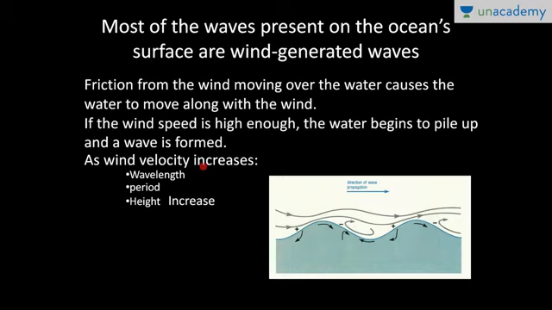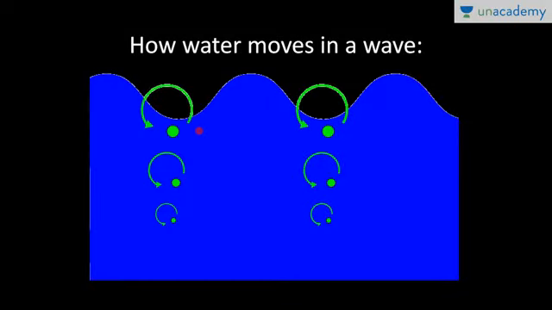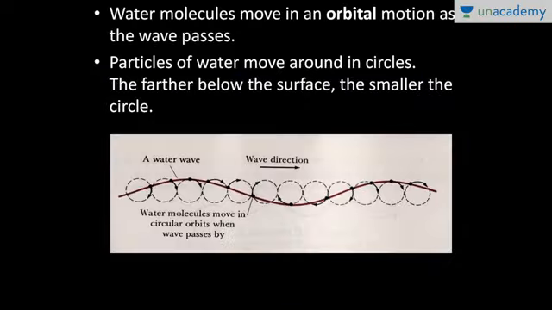Okay, now as the wind velocity increases, the wavelength, the period of wave, and the height all will increase. Okay, so the main factor is the wind velocity or the wind. Okay, now this is how water moves in a wave. Now see, this one here you can see it is in the form of orbital motion. So water molecules move in an orbital motion as the wave passes through them.